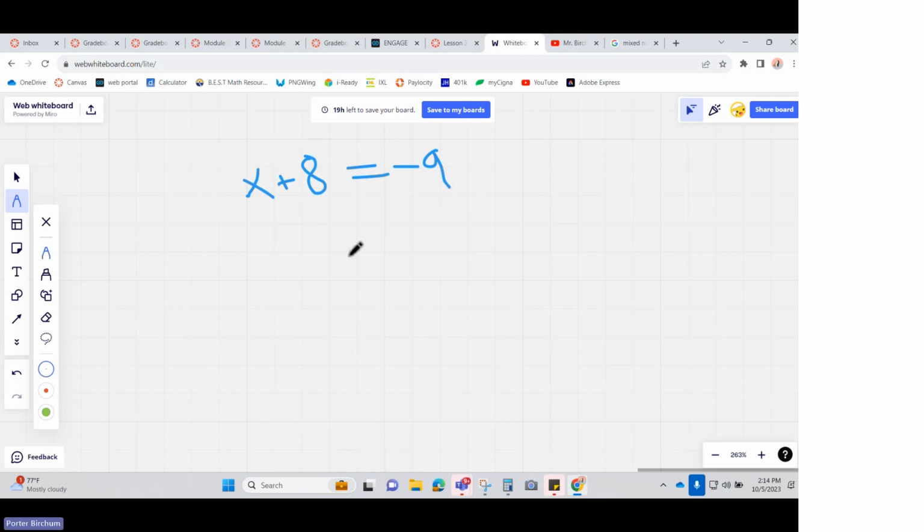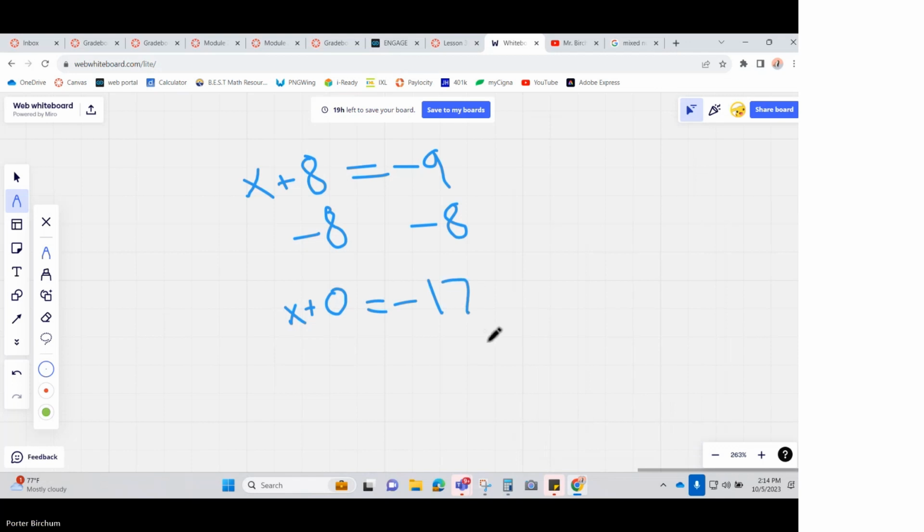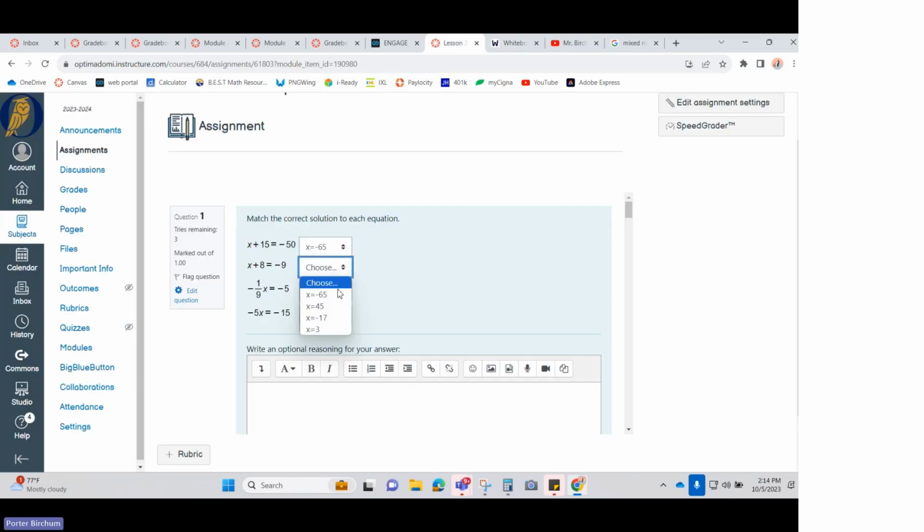Let's use inverse operations. I'm looking at a plus 8. I'm going to do the opposite of that. Minus 8 from both sides of the equal sign. Got x plus 0 equals, I know my answer is going to be negative because I lost 9, then I lost 8 more. Let's use my calculator just to make sure. Negative 17. And anything plus 0 is just itself. So x equals negative 17. Negative 17. All right.